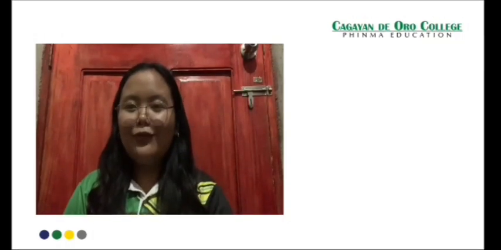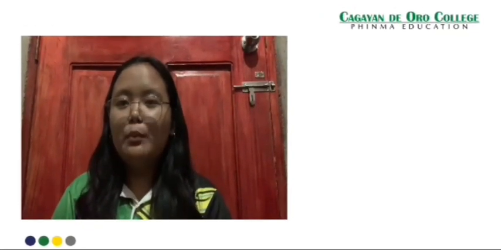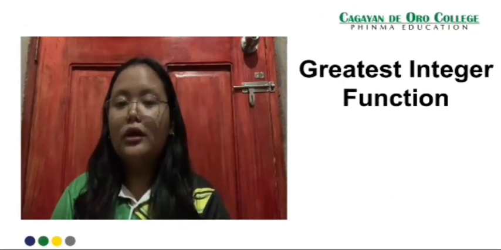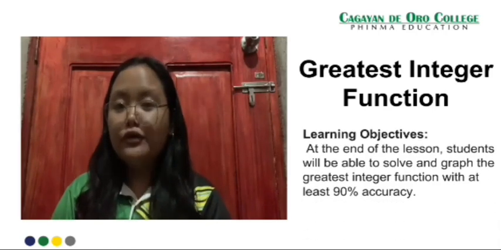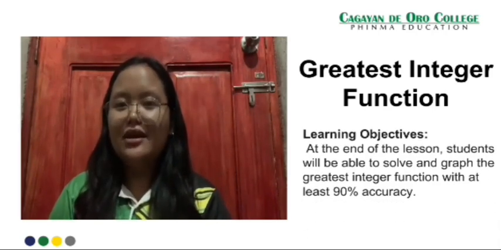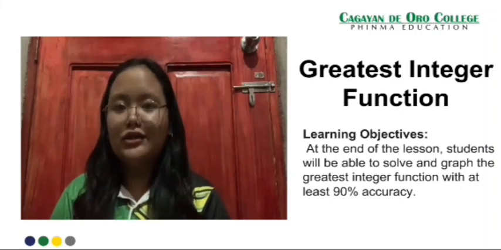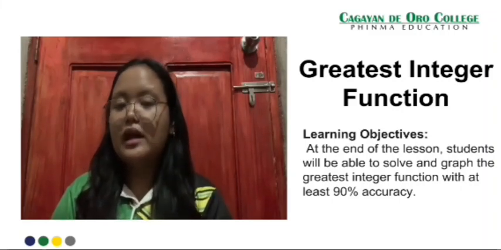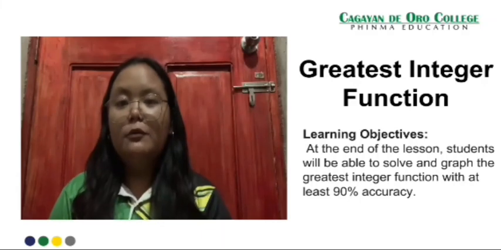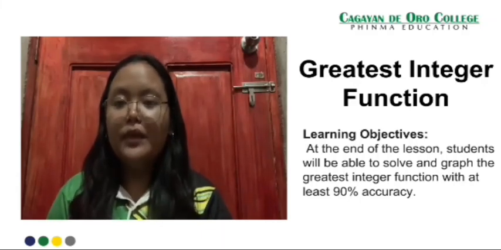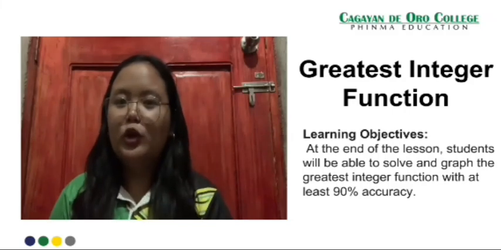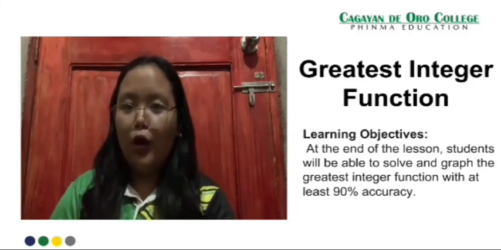Good evening, everyone. Today, we're going to tackle the greatest integer function. Our learning objective for today is that at the end of the lesson, students will be able to solve and graph the greatest integer function with at least 90% accuracy. But before we proceed to our main topic, let's have a review first about the quadratic reciprocity law.